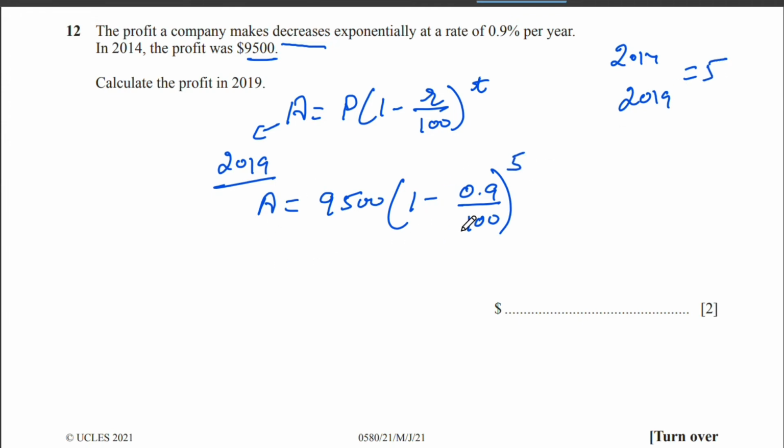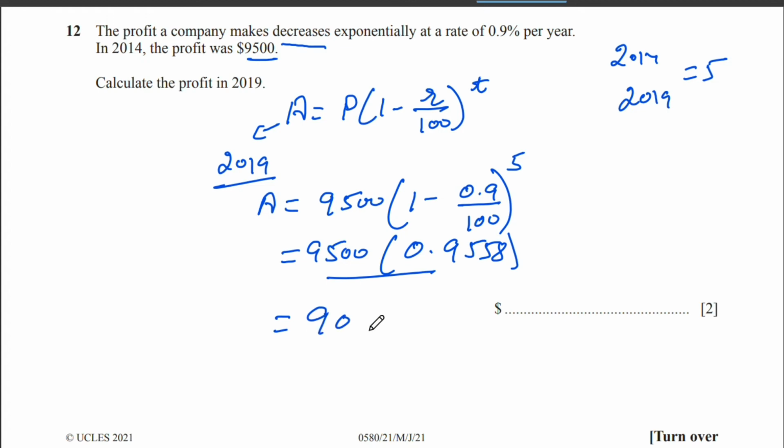Now substituting this in the calculator, this will be 9,500 times 0.9558. Multiplying it, you will get 9080.13. So we can neglect 0.13. I'm writing the answer as 9080, which is also a correct answer. $9080 is the profit in 2019.